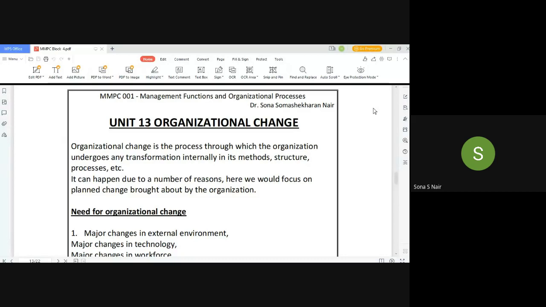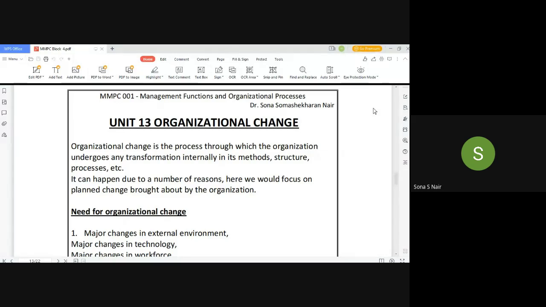Because we have built the organization with so much effort, like we just discussed culture. Culture is developed over a long period of time with care. But sometimes if there are some elements in the culture which are not conducive to the development or the growth of the organization, they will have to be changed. So we will have to have some mechanism. We have to understand the mechanism of change of organizations.